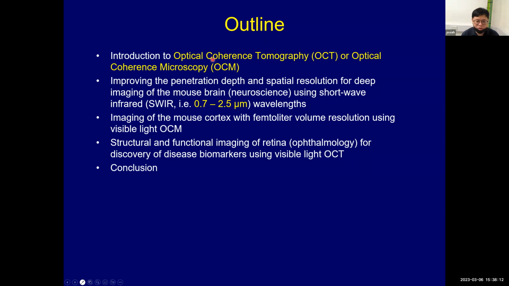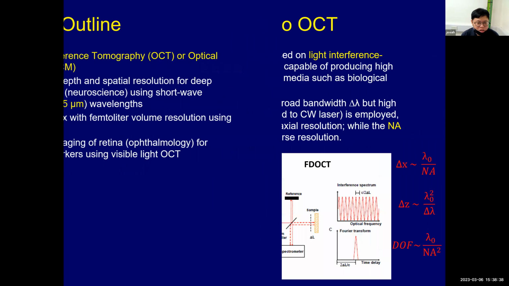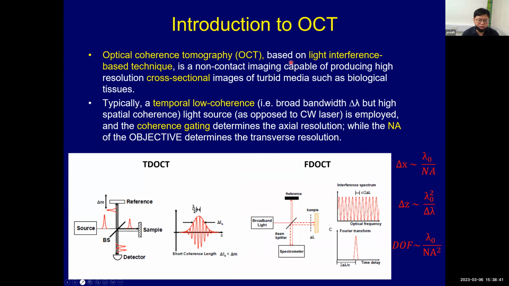So first, I just want to distinguish OCT and OCM by saying that they are essentially a similar technique. It's just that when you use a high NA objective, people will call it OCM, whereas for a normal NA objective, we'll call it OCT. So OCT is a light interference-based technique. It can produce cross-sectional images of turbid media such as biological tissue.